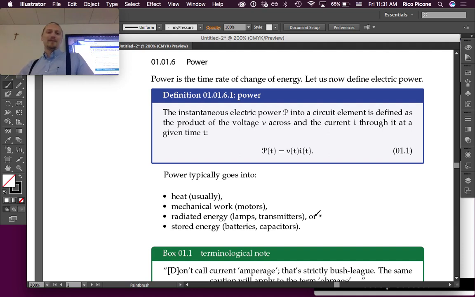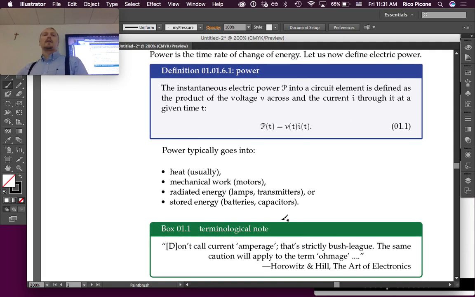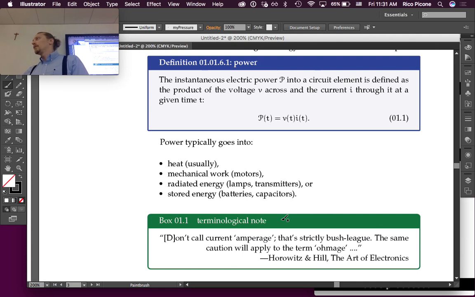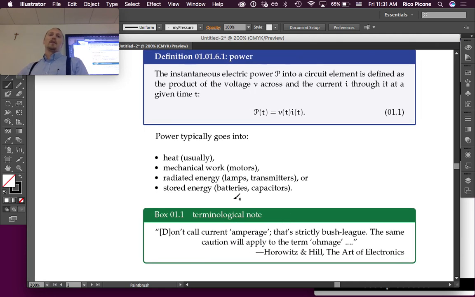So it turns out. Mechanical work is another thing. Electric power to mechanical power. Radiated energy, so lamps, and then transmitters like a radio, for instance. Stored energy, so batteries and capacitors can store energy. Although, you can charge up a battery, we typically think of a battery as being a source of electric energy, and not a place to store electric energy.